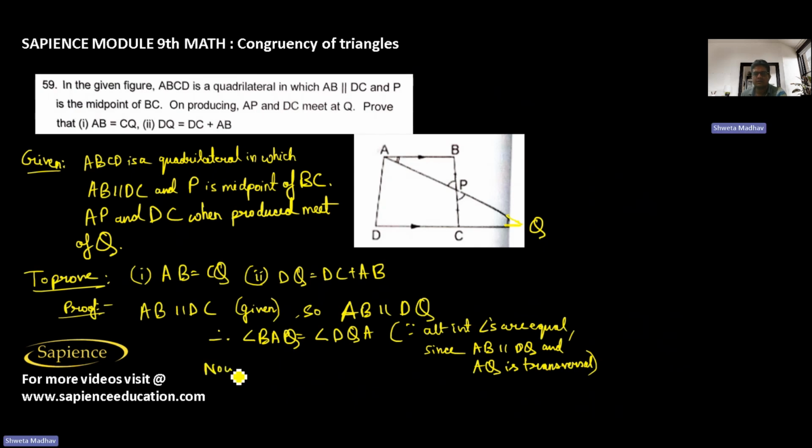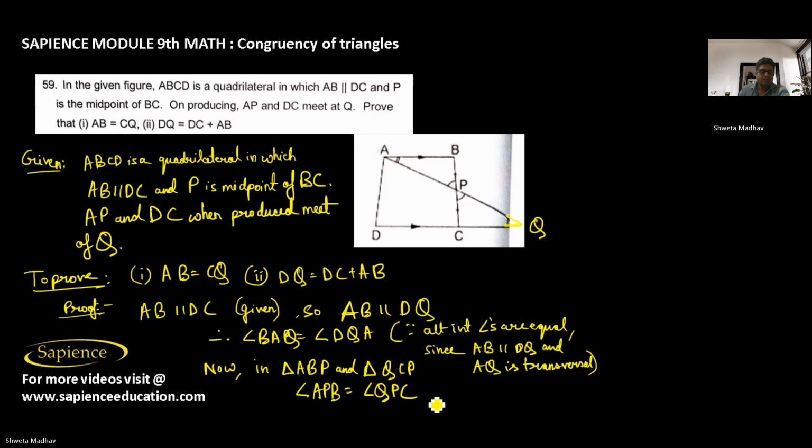So now we can say that in triangle ABP and triangle QCP, angle APB is equal to angle QPC, since vertically opposite angles are equal.